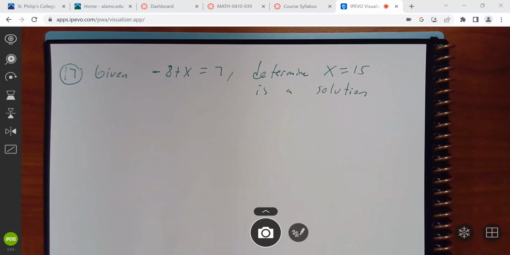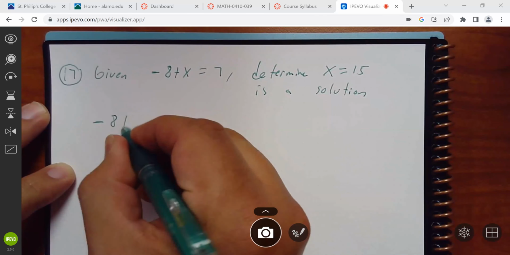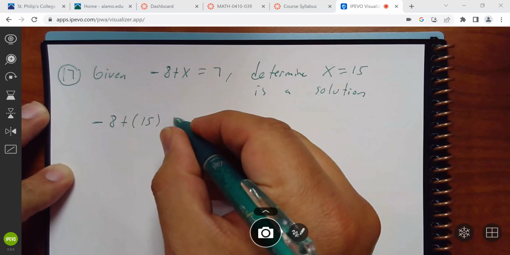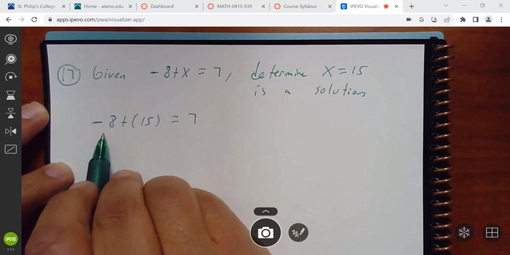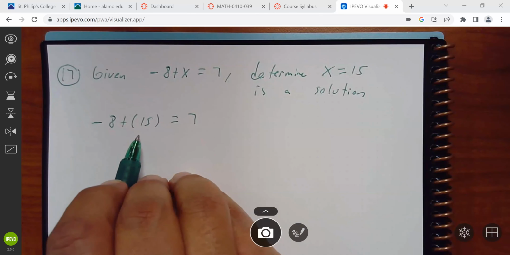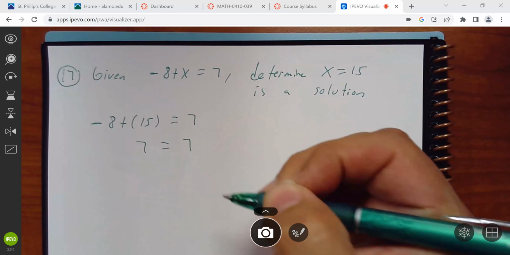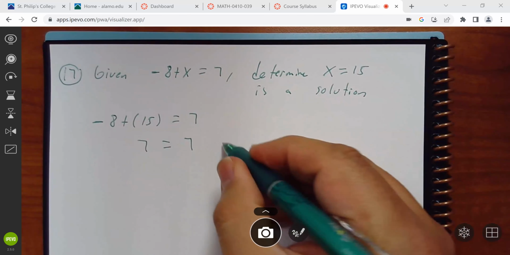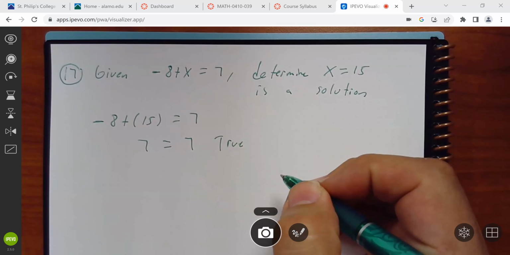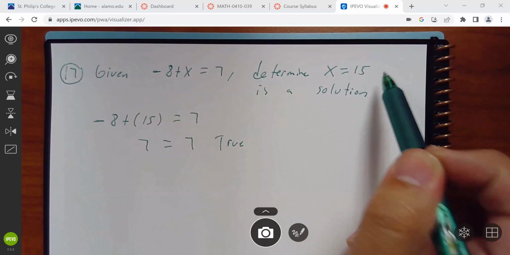So in order to determine the solution, you plug it in and we're looking for equality. If it's not equal, there's a problem, it's not a solution. Negative 8 plus 15. Yeah, 7 equal to 7. So we're looking for equality in a true statement in order to determine this is the solution.